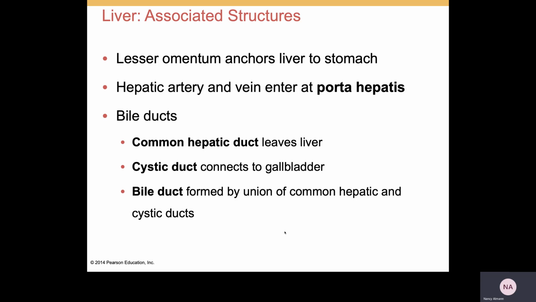We know that the lesser omentum will anchor the liver and the stomach. The hepatic artery and vein will enter at what is known as the porta hepatis. There are going to be several ducts that will be important. The common hepatic duct leaves the liver. The cystic duct will connect that to the gallbladder, and the bile duct is going to be formed by the union of the common hepatic and cystic ducts.